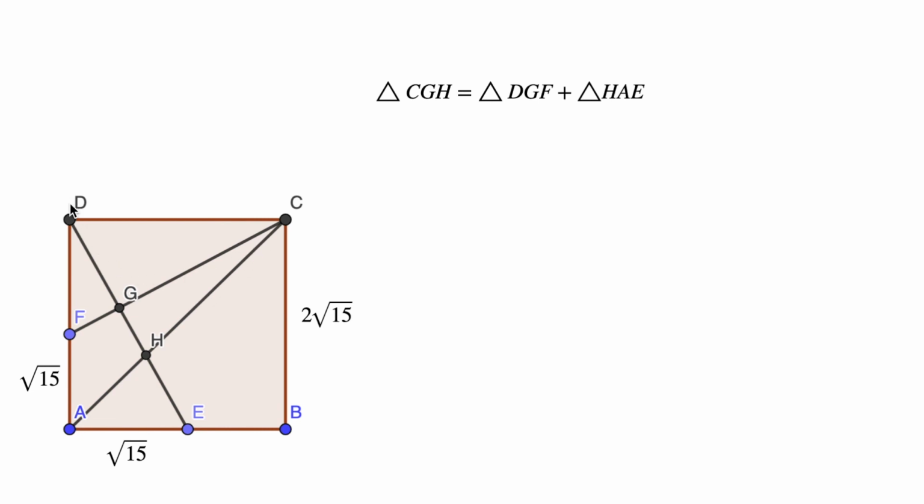So back to our first and most important equation, the area of CGH is the sum of the areas of DGF and HAE. Plugging in the values that we found earlier, we get that the area is 8. And that is the final answer.